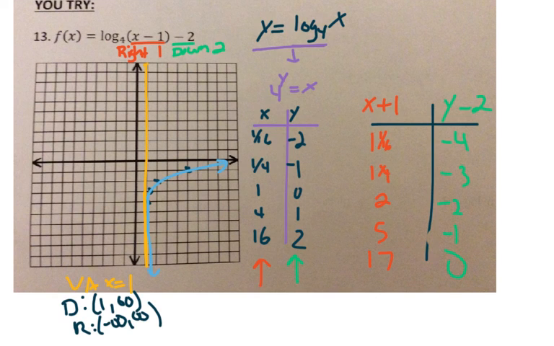Alright, so here's the answers to the you try problem. So go ahead, look it over, make sure your graph is somewhat close to this. The big thing you could look at is if your points are the same, so if your x and y columns are the same. If not, take a picture of what you did and send it to me, and I'll try and correct it pretty quickly. Alright, and I will see you tomorrow.